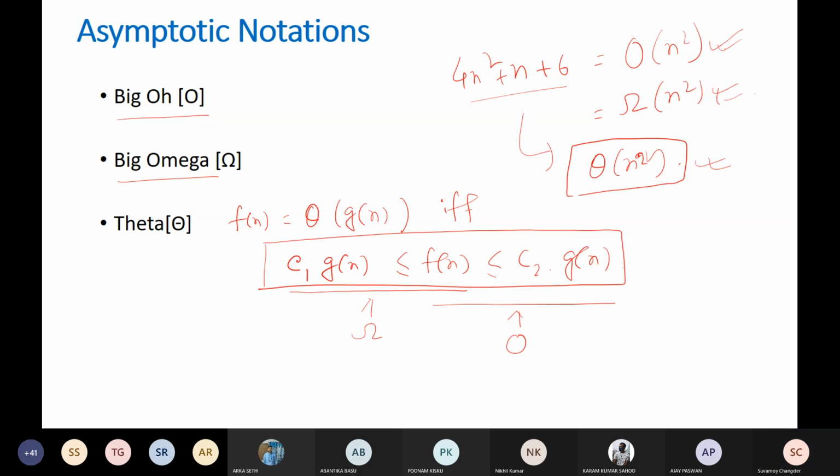Okay. So you may ask why we require big O and big omega. Theta is sufficient to define all these, but the problem is that in some cases it will not be easy to find both the lower bound and upper bound. Just like say quick sort, we can find that the worst case time complexity is order of n square, but the best case time complexity is n log n.